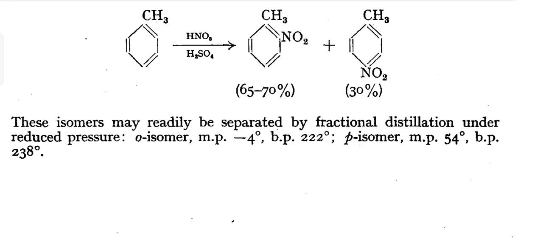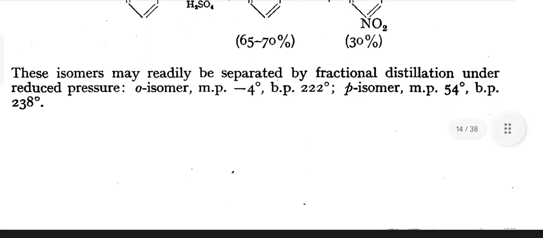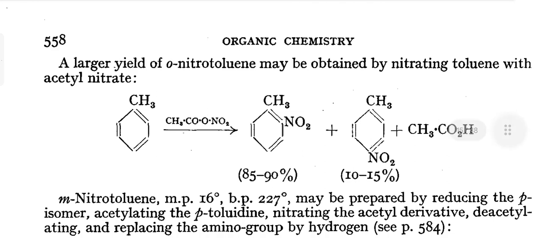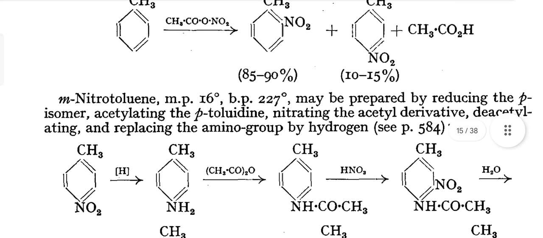Ortho isomer: melting point -4 degrees Celsius, boiling point 222 degrees Celsius. Para isomer: melting point 54 degrees Celsius and boiling point 238 degrees Celsius. A larger yield of orthonitrotoluene may be obtained by nitrating toluene with acetyl nitrate.